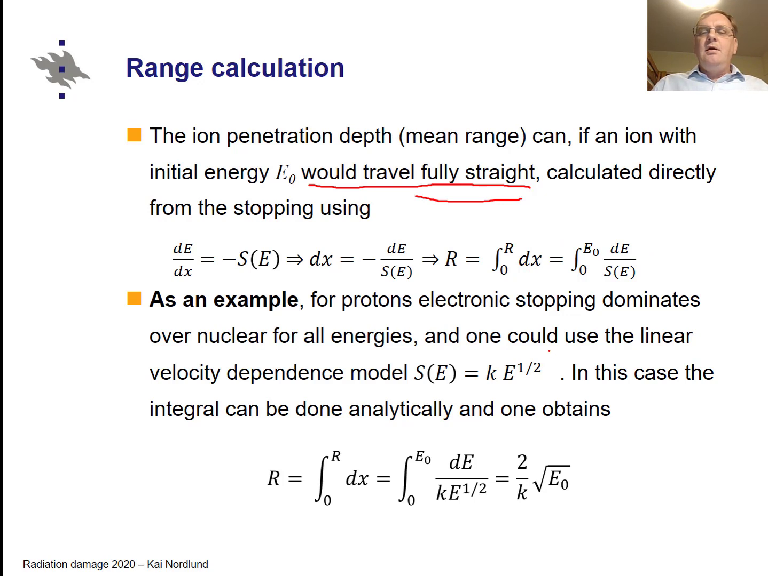Well, if further on, if we would say that there is no nuclear stopping power, and for protons this is actually a pretty good approximation, because for protons electronic stopping dominates over nuclear for all energies. And then if you'd be at energies which are low enough that this linear velocity dependence is true. Linear with velocity, of course, means square root of energy. Then one could actually do this analytically. We would get that the range of protons would be 2 over this prefactor in the stopping power times the square root of energy, you would do with this simple integral.